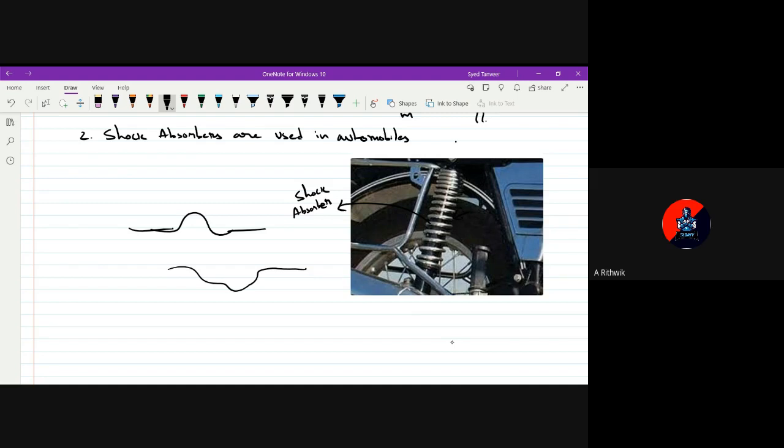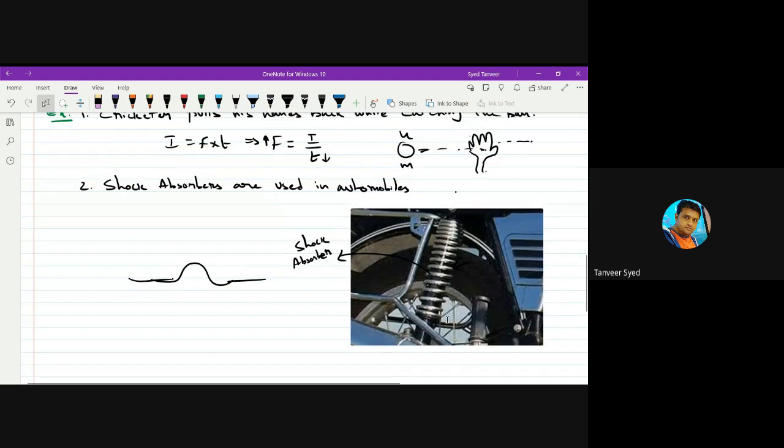Because of this spring, whenever your wheel goes over this speed breaker, this spring gets compressed. And while it gets compressed, the time during which the shock is transferred to the vehicle increases. Without a shock absorber, the jerk is transferred immediately to the automobile. With a shock absorber, because it gets compressed like a spring, it takes certain time for the jerk to get transferred to the automobile. Because of this increase in time, the effect is decreased, force is decreased. So your ride will be relatively smoother on a vehicle which has a very good suspension system or very good shock absorbers.